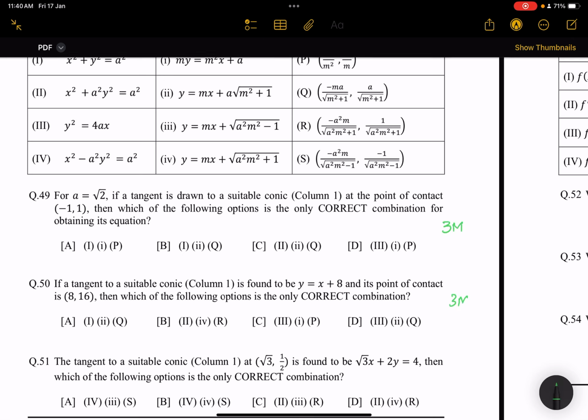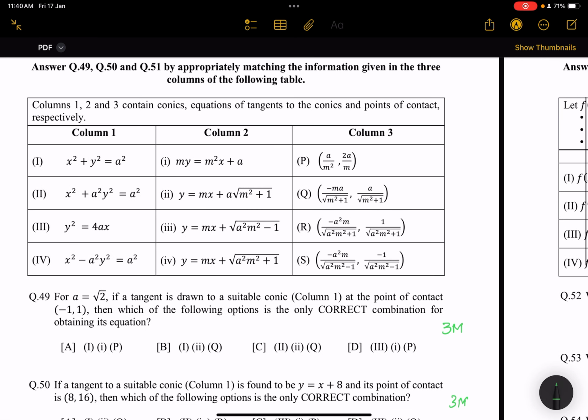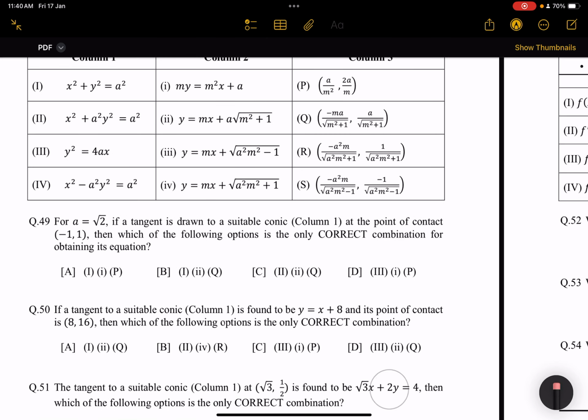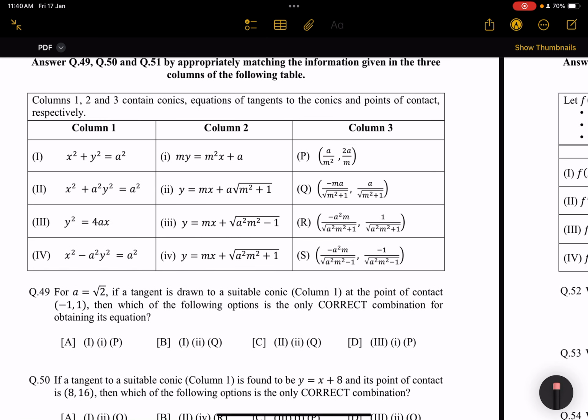So you can easily get 9 marks here by solving this matching, and it is a very simple question where you just have to match different conics with their tangent equations and the points of contact. At this point, I strongly recommend each one of you to pause this video and give this question a try. So let us go ahead and solve this question.